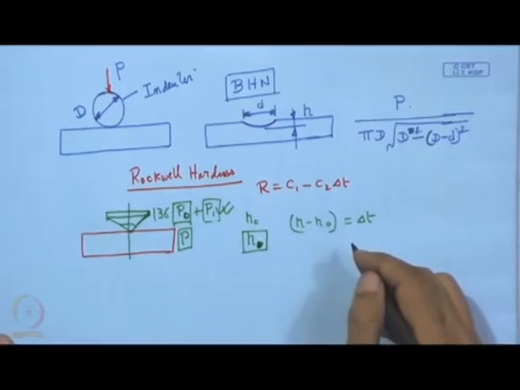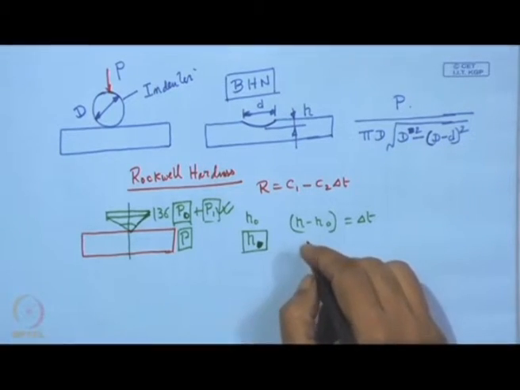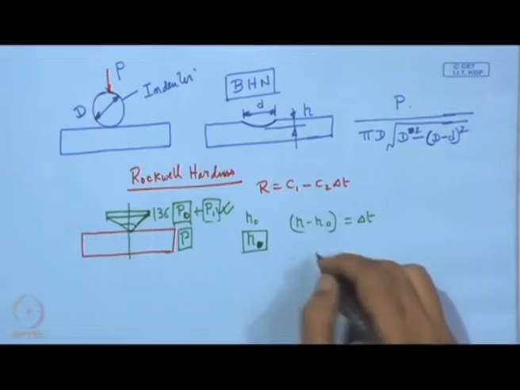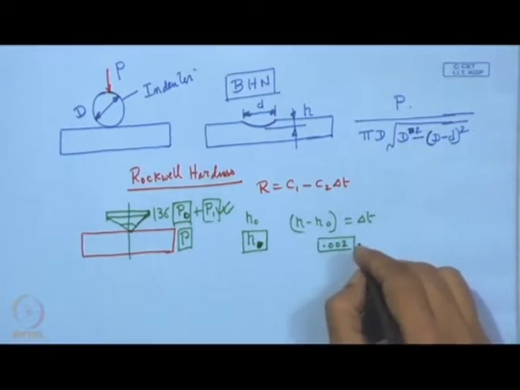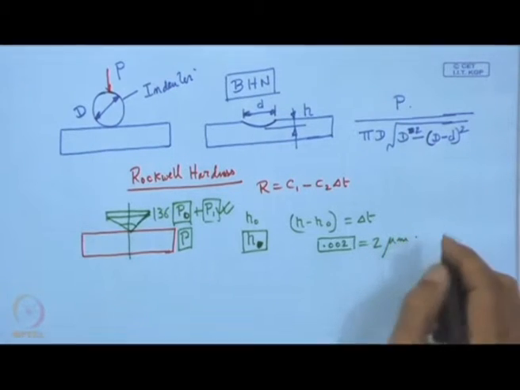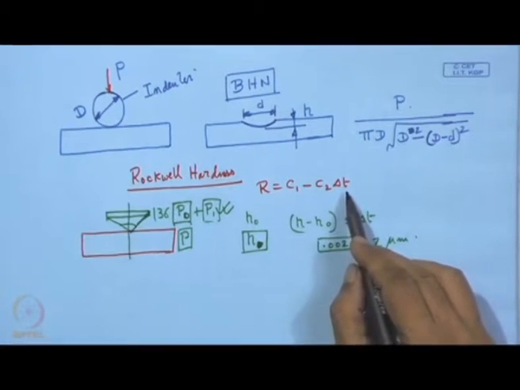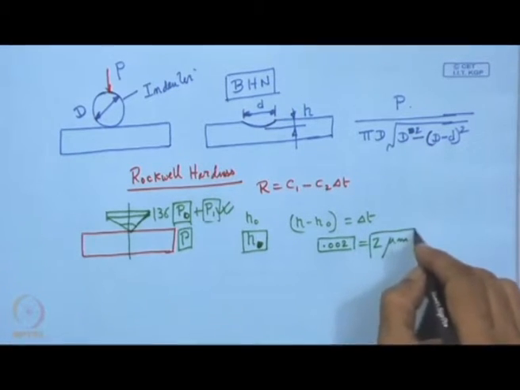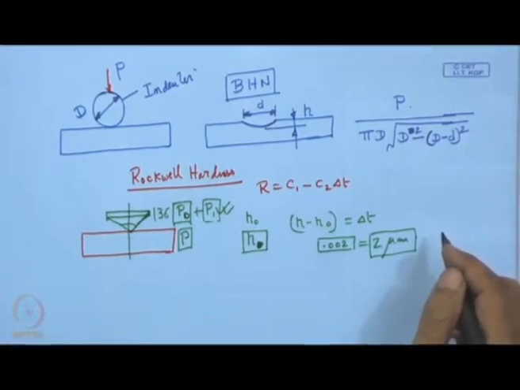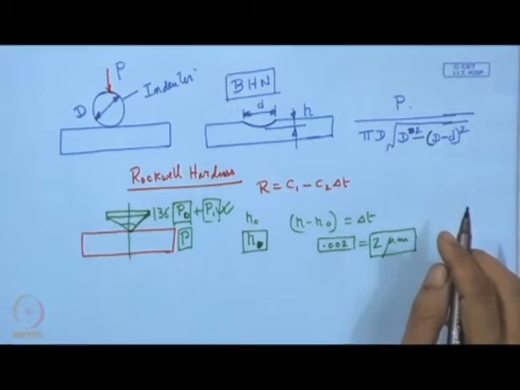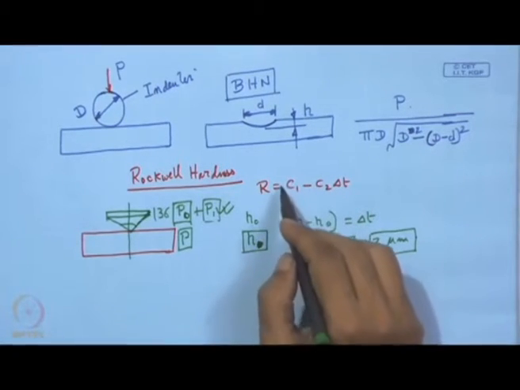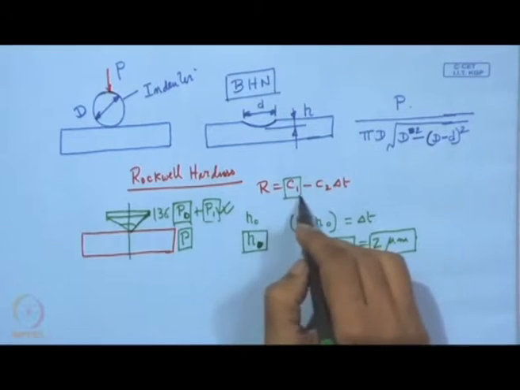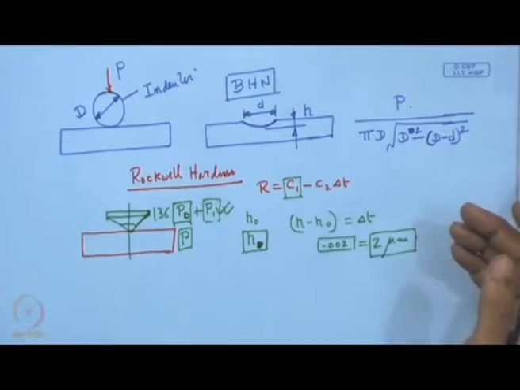Now, here each 1 unit of this Rockwell hardness is equivalent to 0.002 millimeter, that means this is equal to 2 micron. That means a penetration of 2 micron is equivalent to 1 unit of this Rockwell hardness number. So, harder the material, less will be the penetration, naturally since C1 is positive. So, that will give us a higher value.